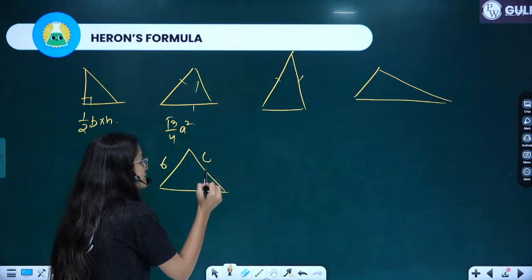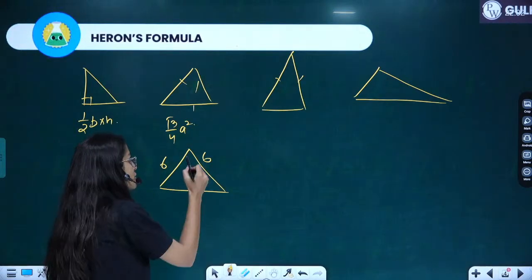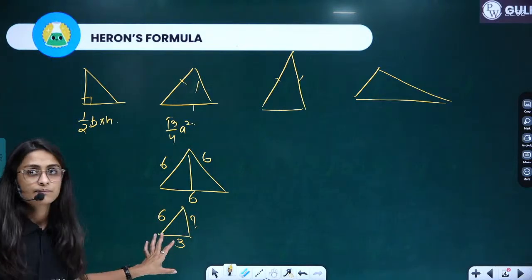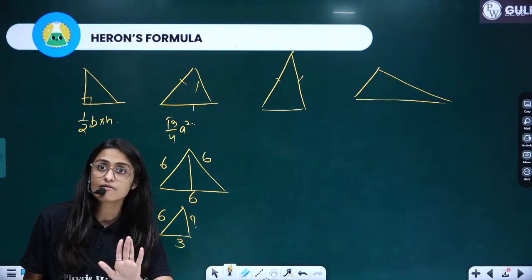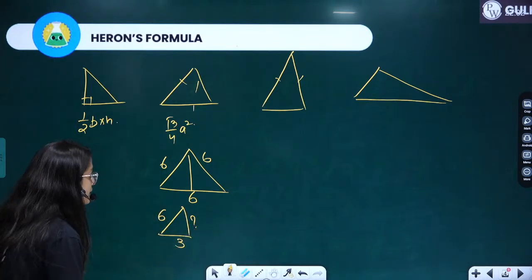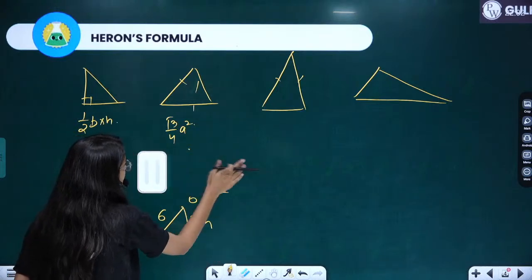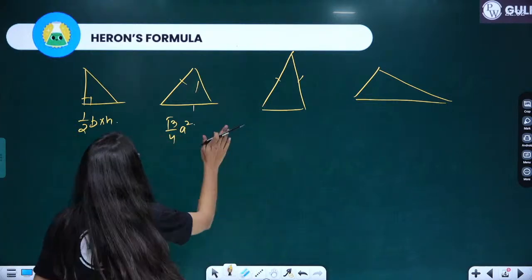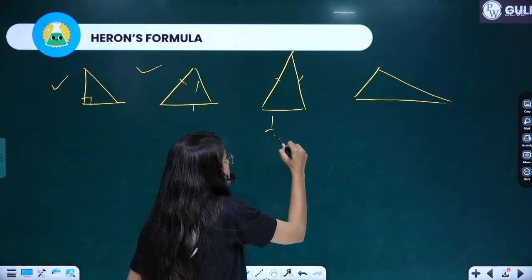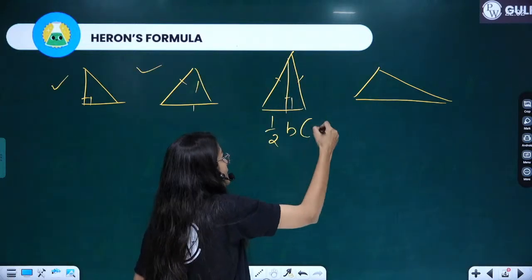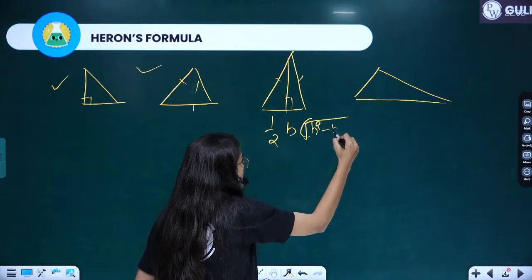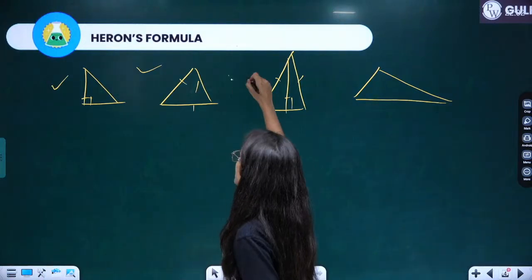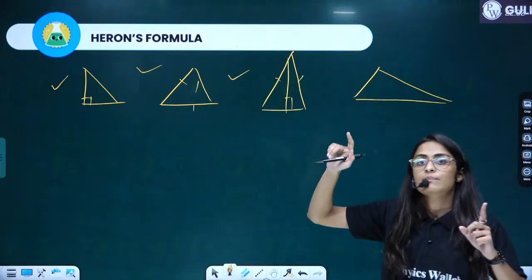See, if this is the side, I could still use Pythagoras theorem to find the height, but it will be a lengthy process. We can do that, it would be done. So you can find the height by using that formula we have derived. For isosceles triangles we are doing half into base into height, where the height is under root of hypotenuse square minus base square.